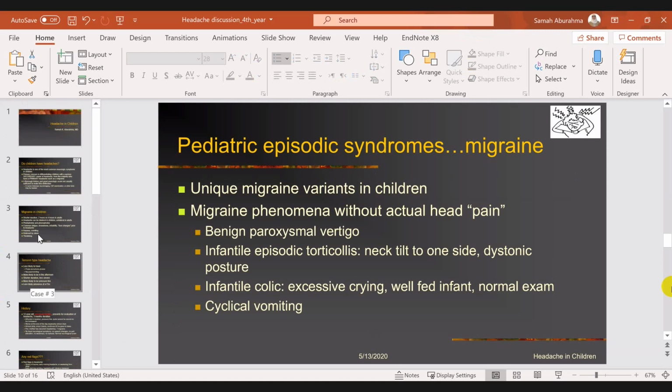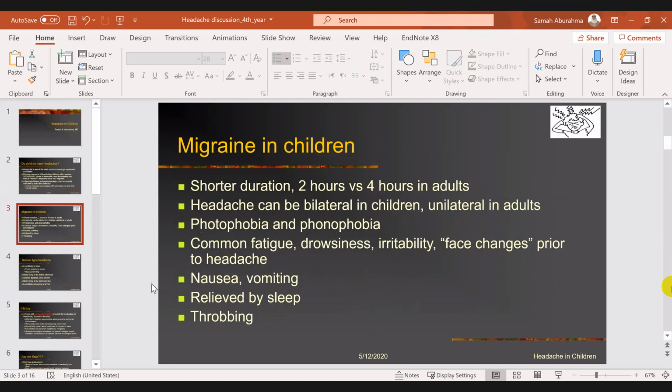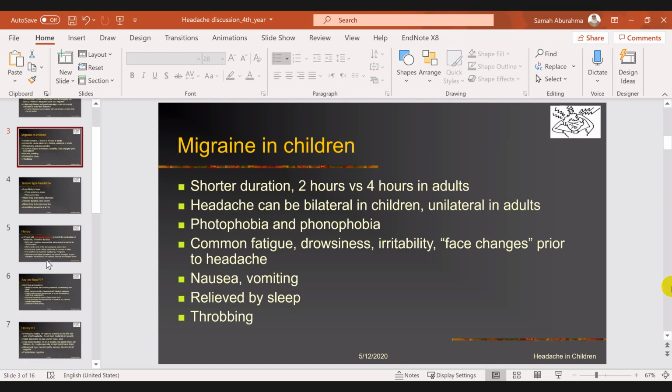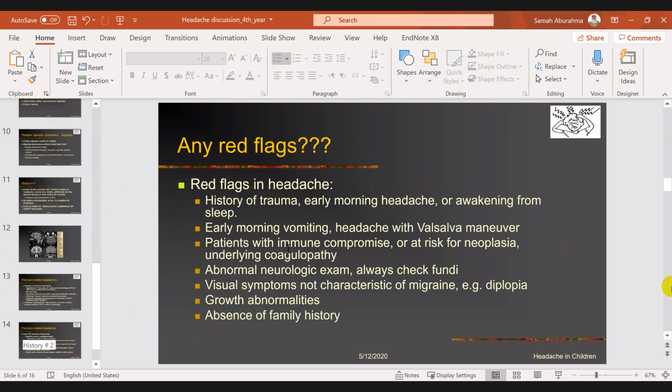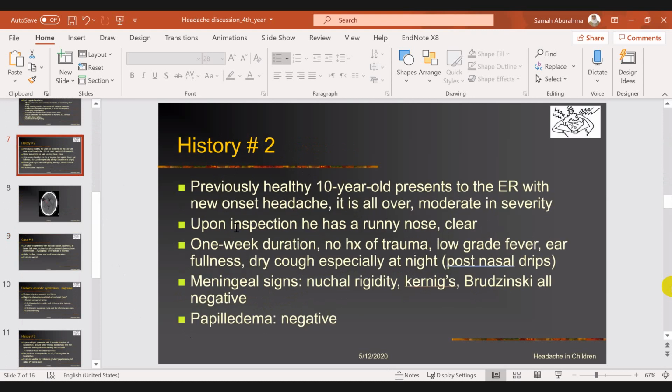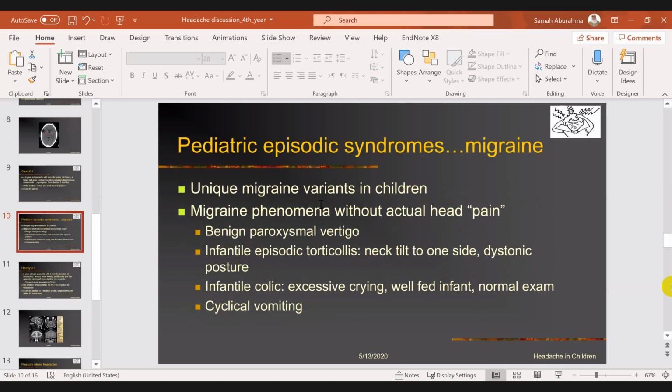Most important, do you have a good grasp of what migraine sounds like and looks like? Yes. And do you have a good grasp of the red flags in headache? Yes, we do. Okay, excellent. We talked about the most common cause of acute headache in children, which is an upper respiratory tract infection. The meningeal signs, you all know them, especially when we have fever. We also talked about the pediatric episodic syndromes, unique syndromes. You don't have to know too much about them, but you have to be aware that children with migraine sometimes may not present with the typical headache. I'm trying to familiarize you with the unique aspects of migraine in the pediatric population.